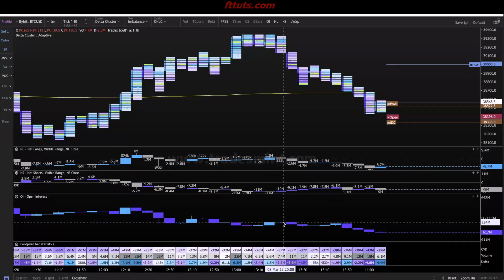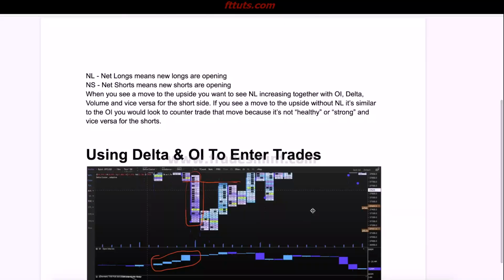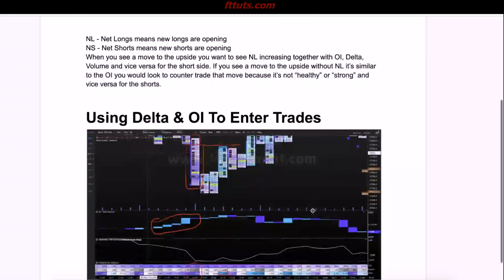Now, what we want to talk about now is using delta and open interest together to determine if we are going to reject from a level or potentially bounce from a level. And I want to go back and take a look at some instances that have happened recently in the past. Okay, so I want to start with this: using delta and open interest to enter a trade.